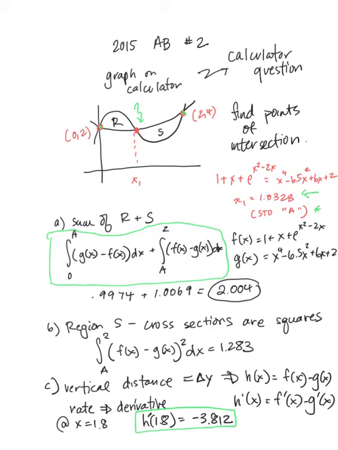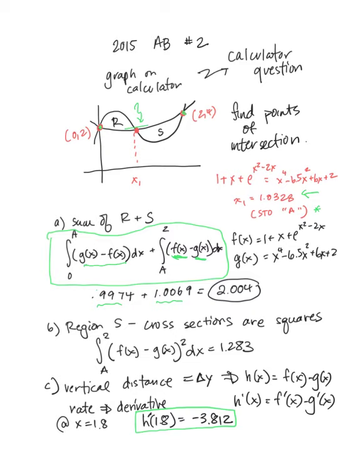So the sum of R plus S. In region R, our cubic is above our other curve. It's a linear plus an exponential, but so that's R, so that's right here, and that goes from 0 to A. And then from A to 2, we now have our exponential linear function, or the sum of that linear plus the exponential on top, minus the cubic on the bottom. And doing those both in the calculator, I get a sum of 2.004.